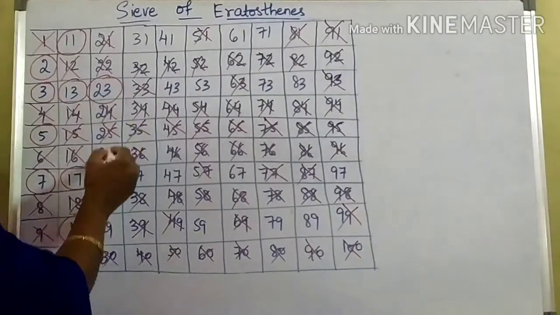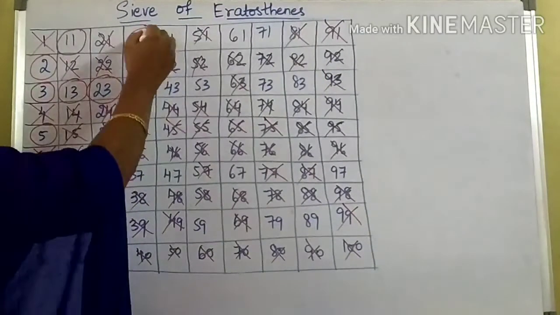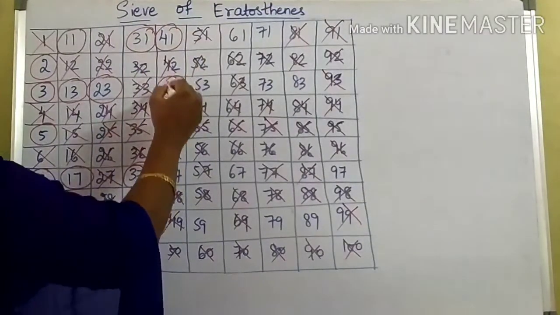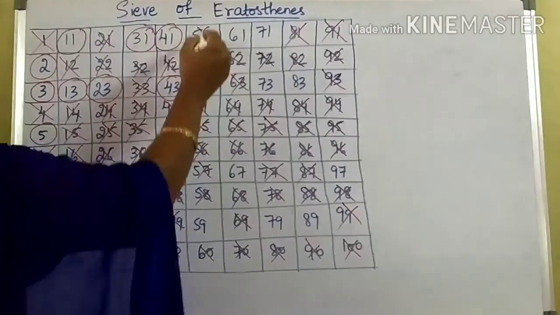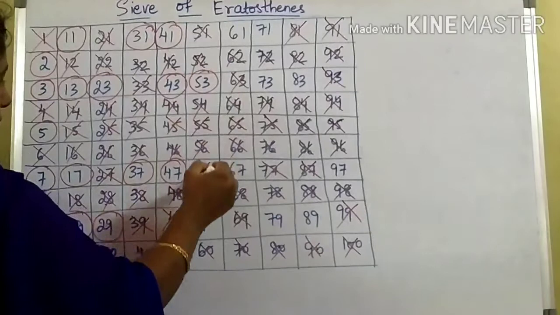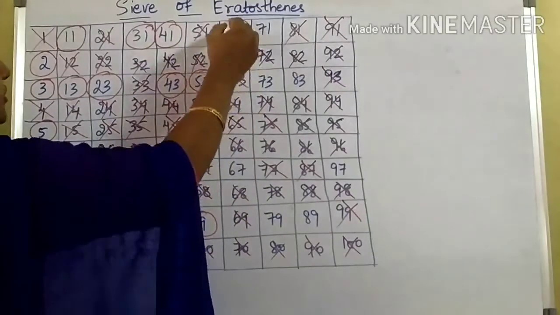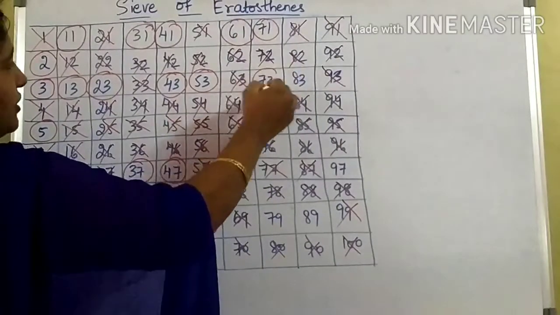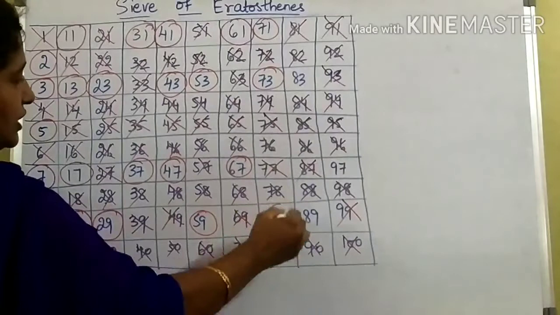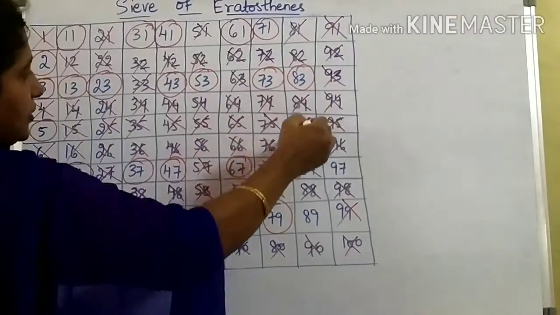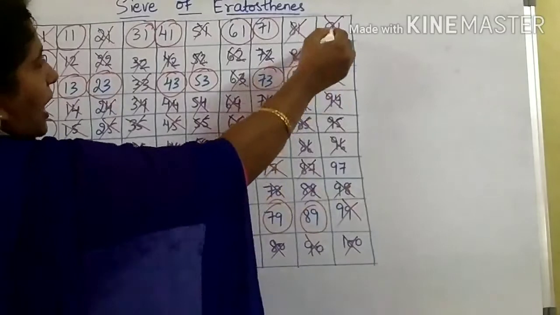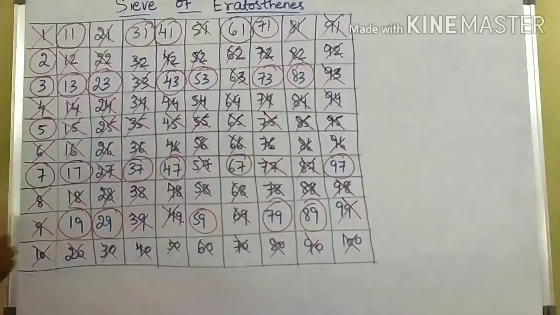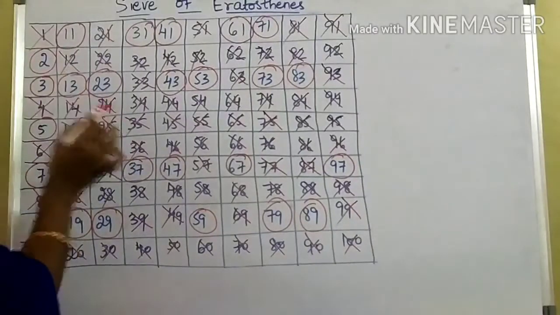23 is a prime number. Next 29. Next 31. 37. 41. 43. 47, 53, 59, 61, 67, 71, 73, 79, 83, 89 and 97. So if you see the table, all the encircled numbers are prime numbers.